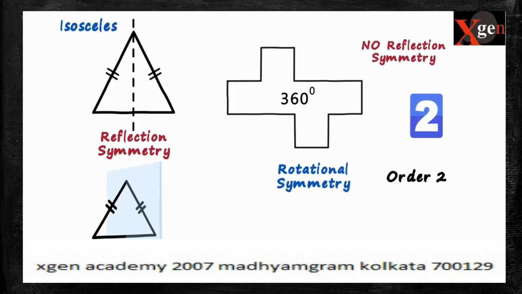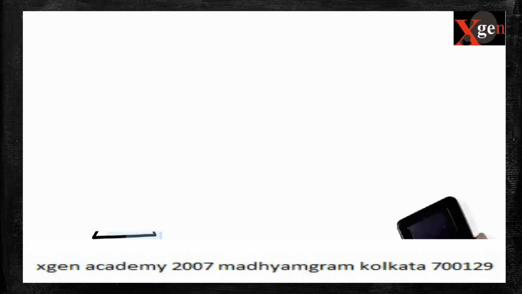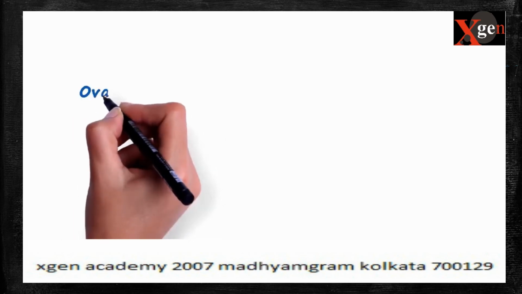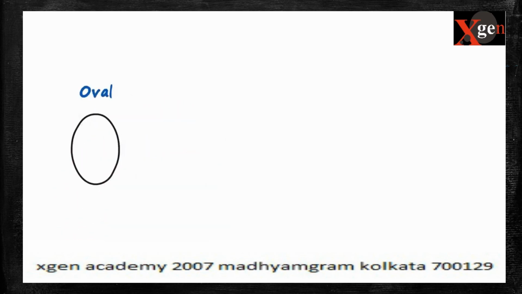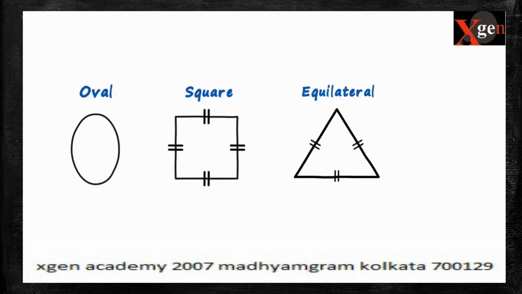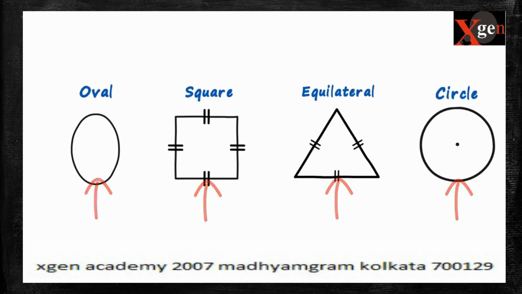Is it easy to find the order of rotational symmetry? Let me give you a few shapes, and why don't you try finding their order of rotational symmetry? First, an oval looks like this. Next, a square, an equilateral triangle, and a circle. Each of them has rotational symmetry, but we need to find the order.